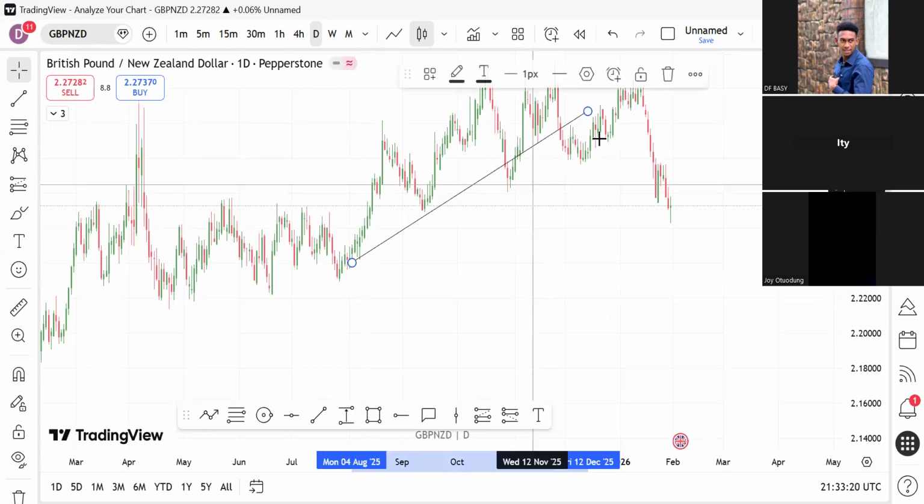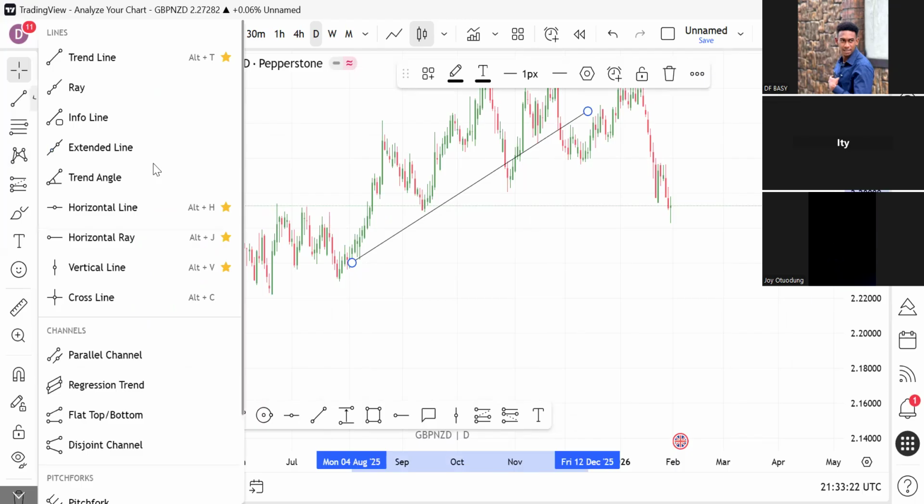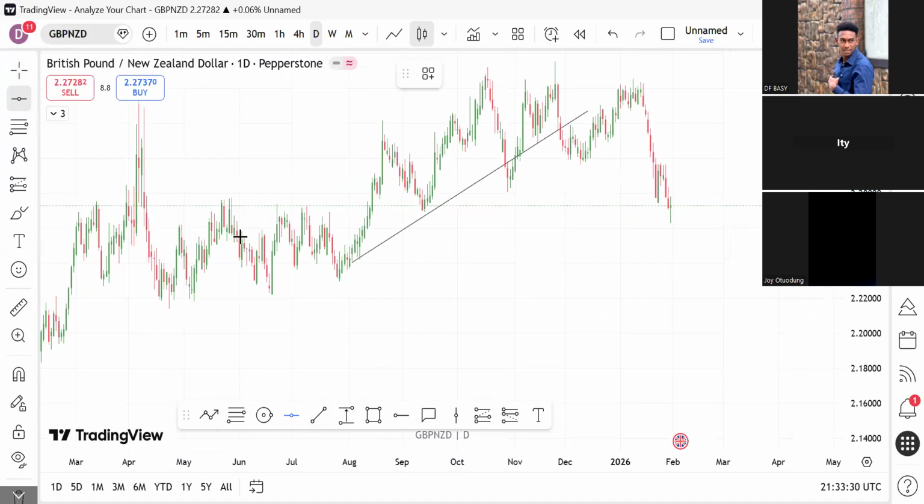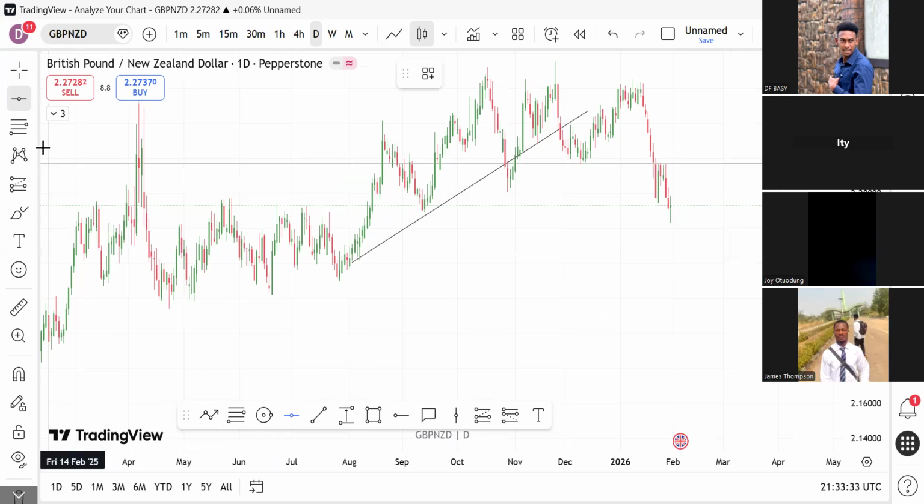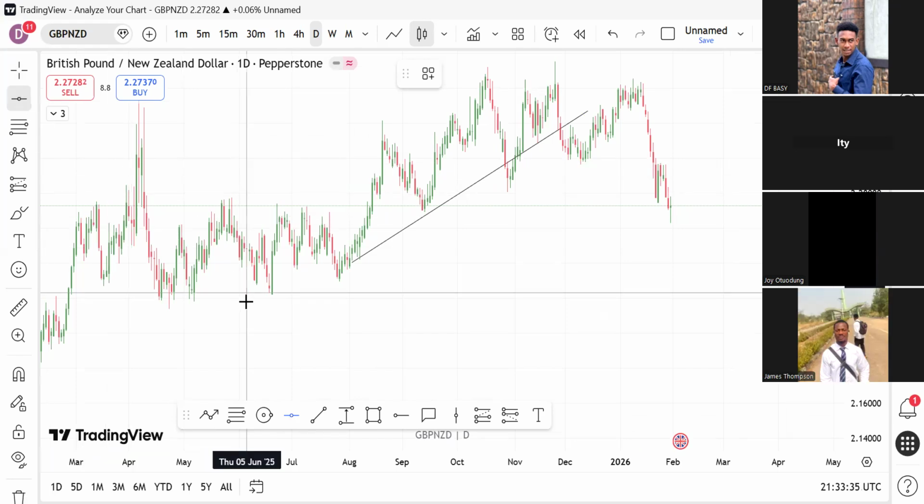All these are tools. This is a trend line tool. Let me try and be fast. That's a trend line tool. I'm recording, so once I'm done, I'll send it to those that attended the class. Then this one, what is it?